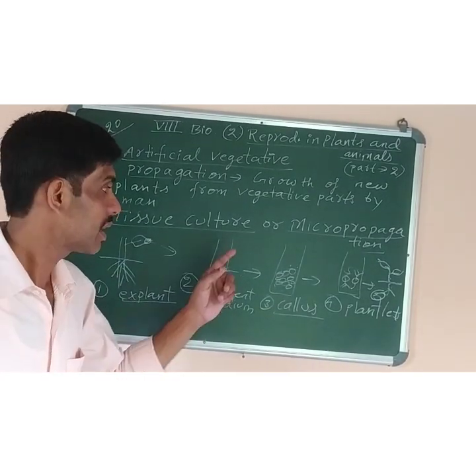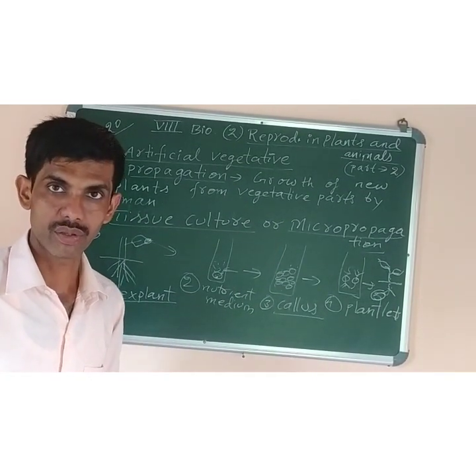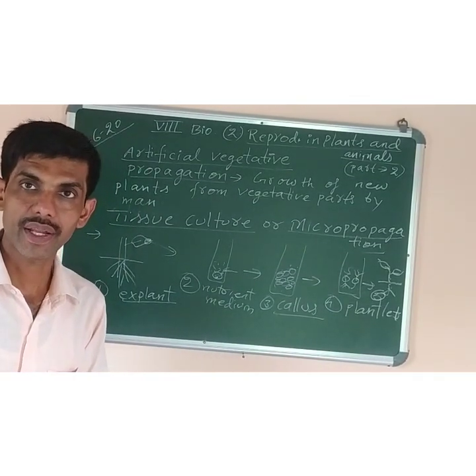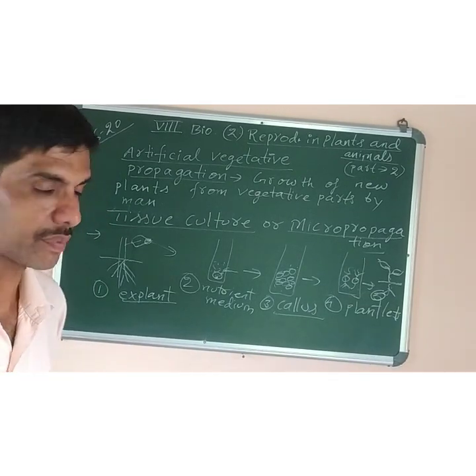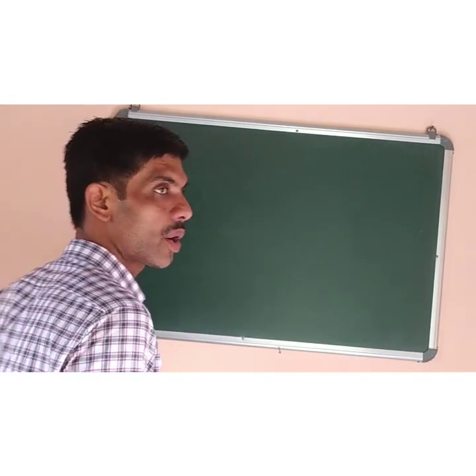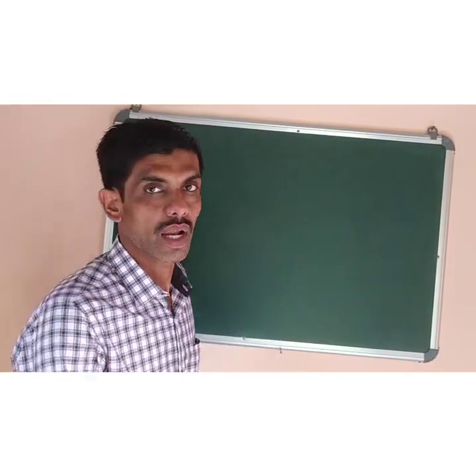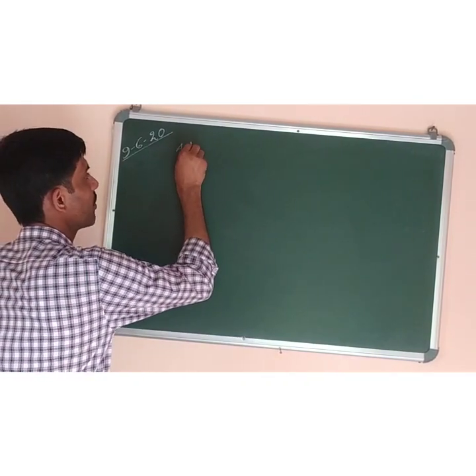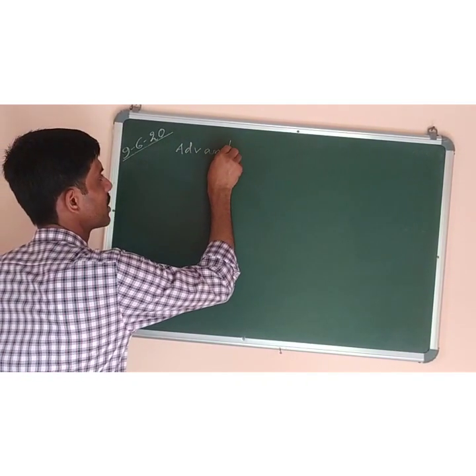So what is that method? Micropropagation. Okay. So now next we will study about advantages and disadvantages of vegetative propagation. Okay, then next topic which we have to do, class 8, that is advantages and disadvantages of vegetative propagation.